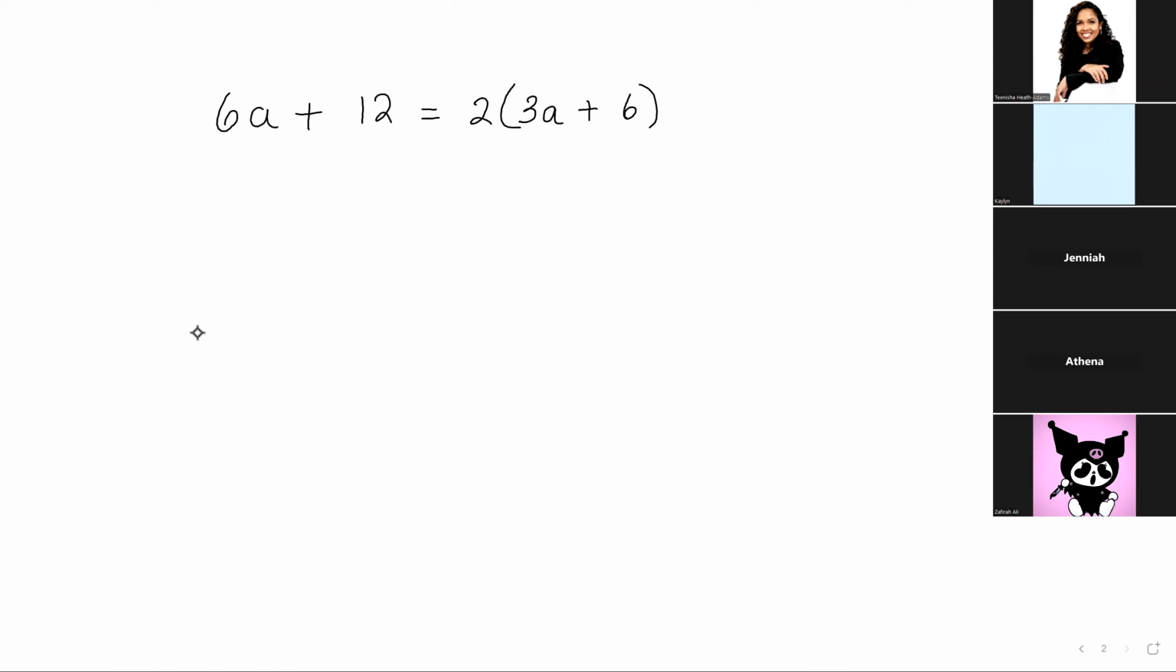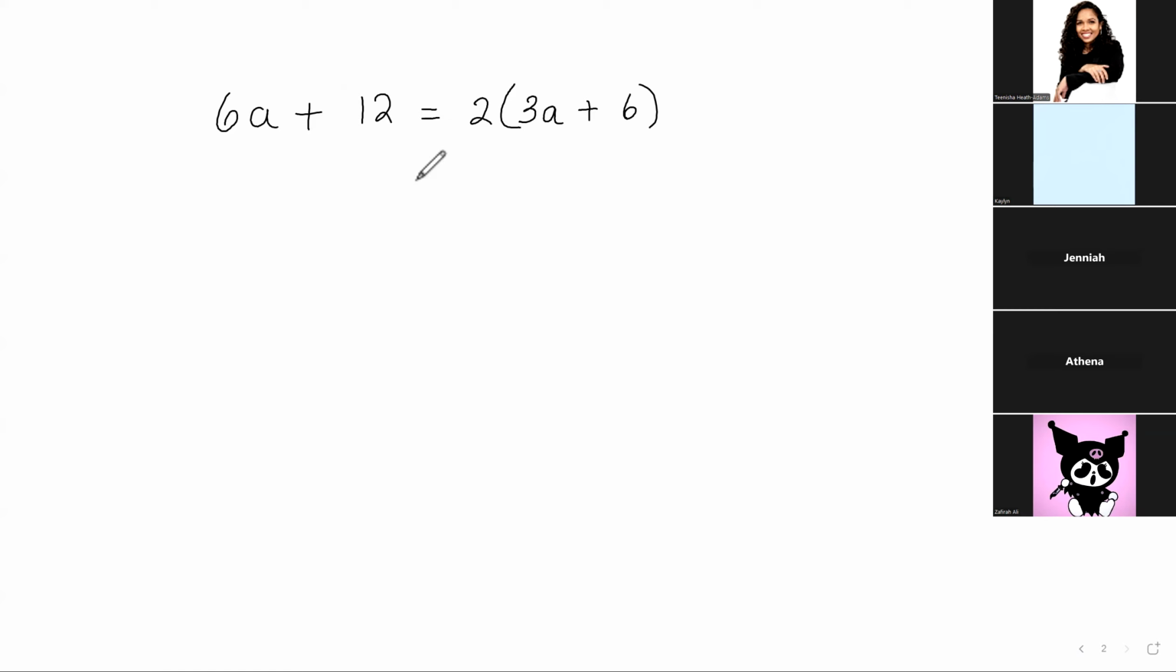However, do you notice that within the brackets, 3a and 6 still has a common factor, right? So if the question asks us to factorize 6a plus 12 completely, this would not be a correct answer because this is not a complete factorization. This is only a partial factorization. So when you are factorizing, if the terms within the brackets still have a common factor, it means you have to factorize that again, right?